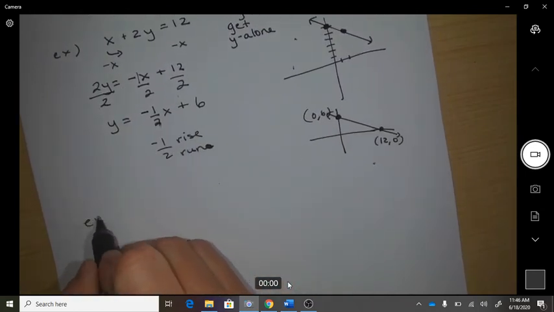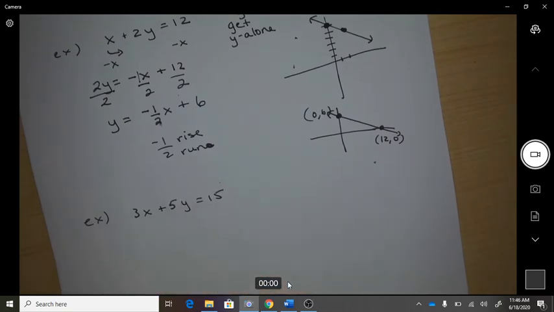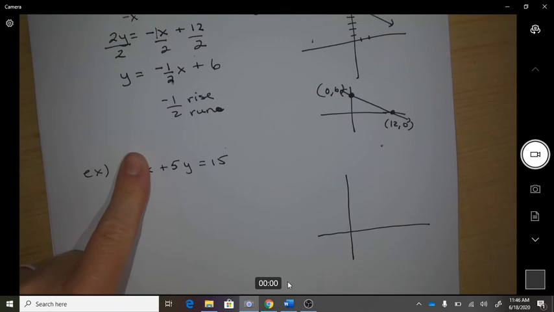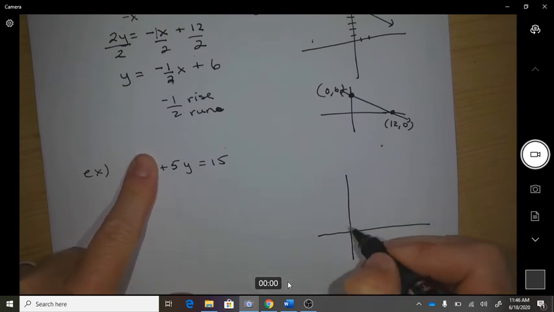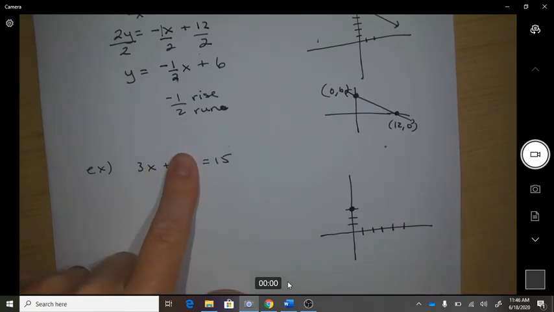Okay, last one. Let's do it the intercept way first, because I can do this one with the intercepts, and then we'll do it in slope-intercept form. So the y-intercept should be 3, and the x-intercept would be 5. So that should be our line going through those 2 points.